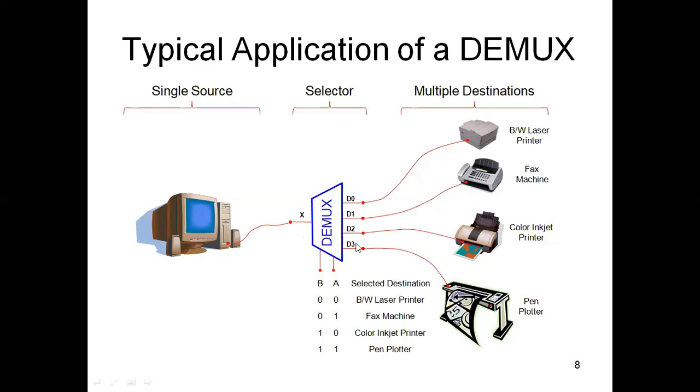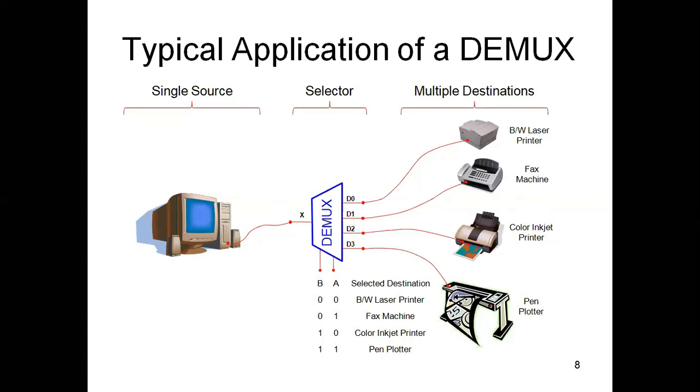The destinations are a laser printer, a fax machine, a color inkjet printer, and a pen plotter. So you send to one fax or one printer, whichever you choose. This is the communication system. Here we have one single source, that is a computer, and multiple destinations. You can deliver from one single source to any one of multiple outputs: a laser printer, a fax machine, a color inkjet printer, or a pen plotter.